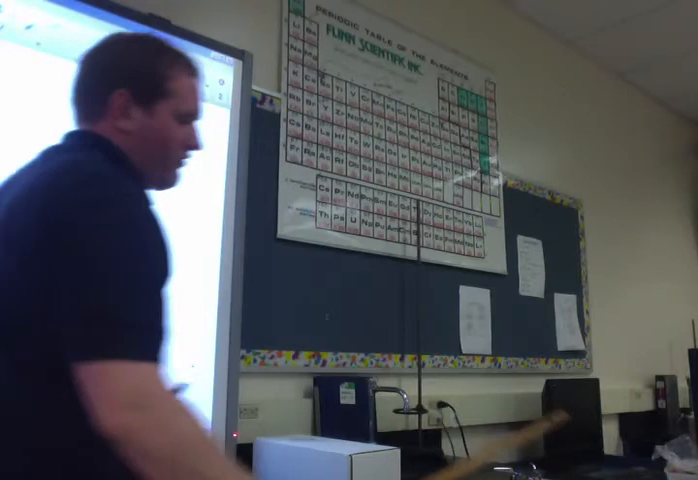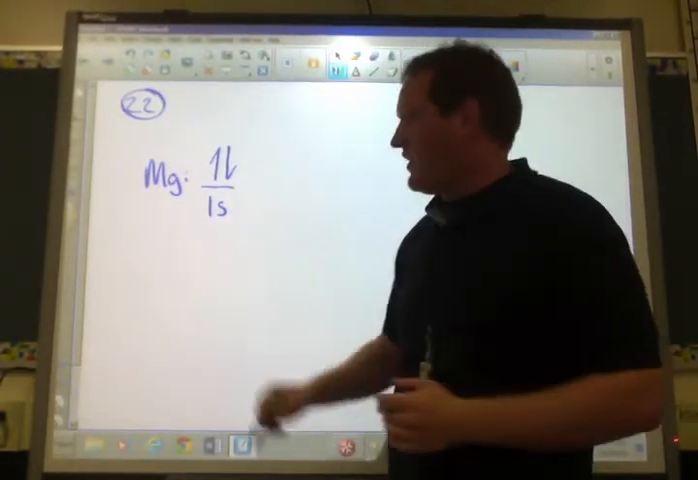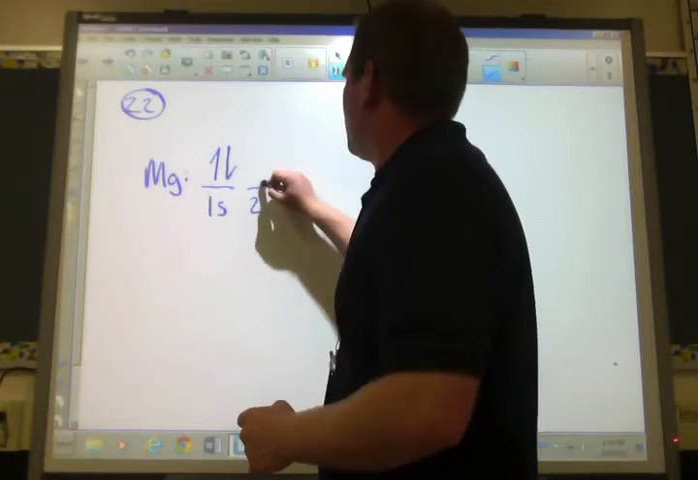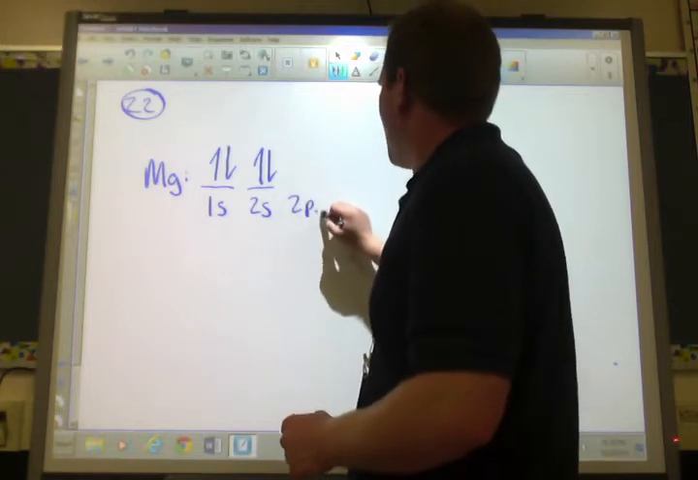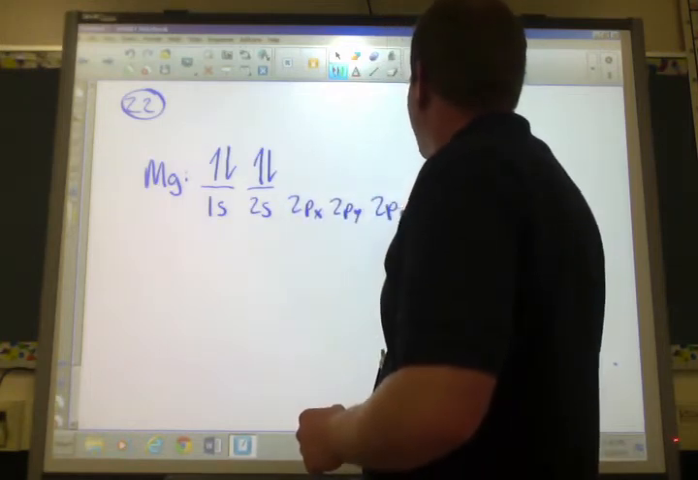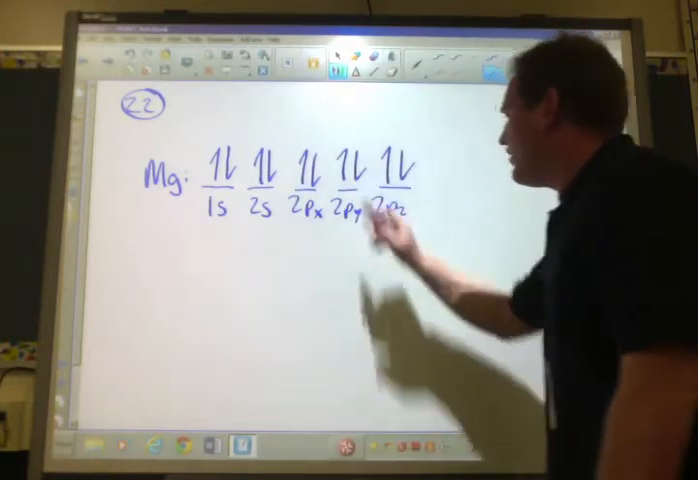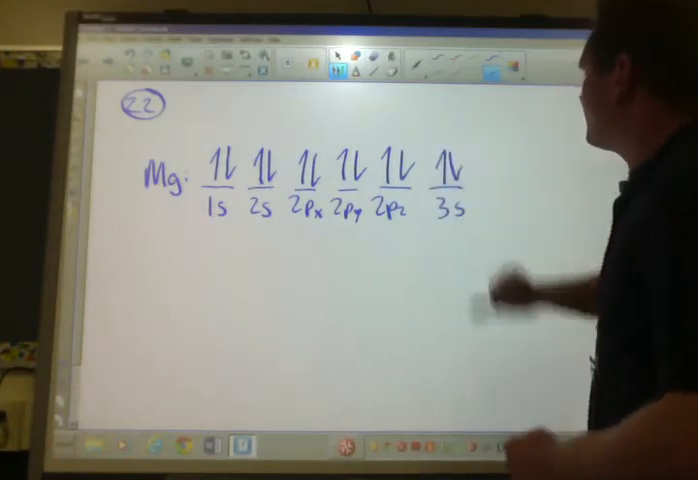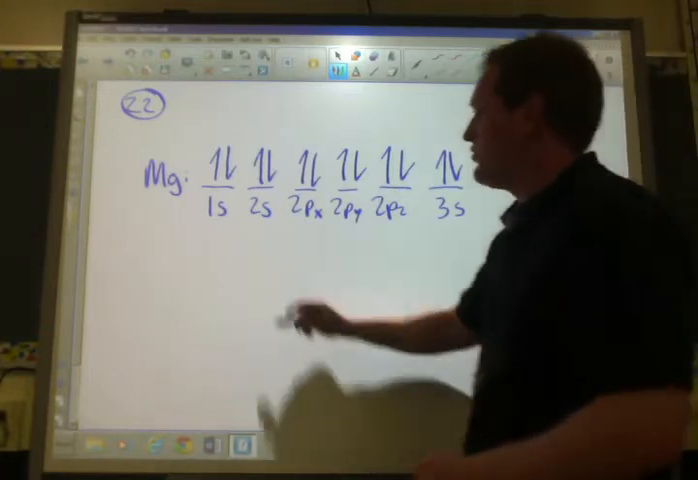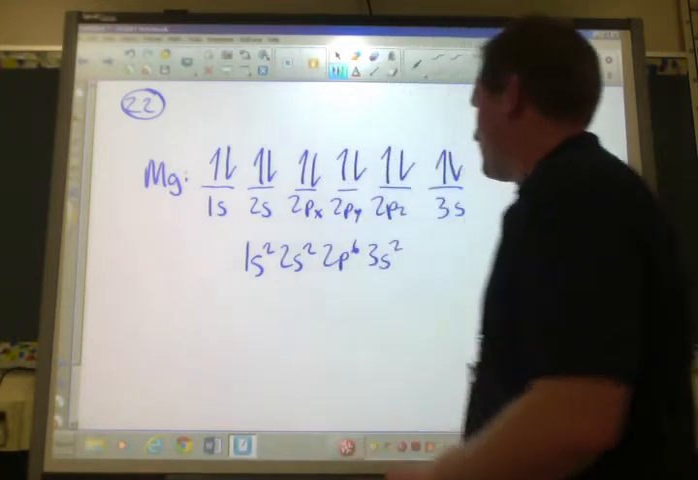You could also just count from 12 and basically fill them all in. Okay? So I need to take care of 12, but I also know that I'm ending at 3s2. 1s, 2s gets 2. Next is 2p. So I'm going to do 2px, 2py, 2pz. 1, 2, 3, 4, 5, 6. Fill them this way. That's Hund's rule. And 3s, you get 2. That's magnesium. The other way we write this out is 1s2, 2s2, 2p6, 3s2.